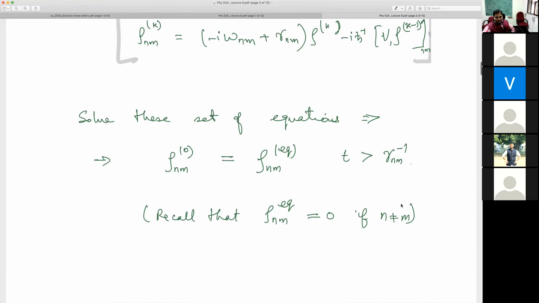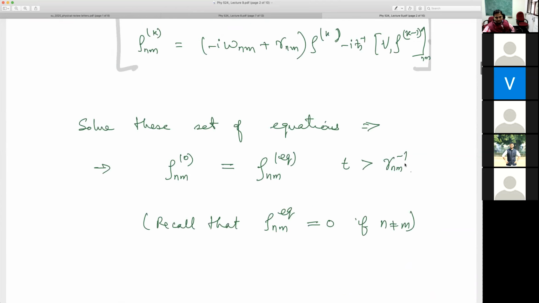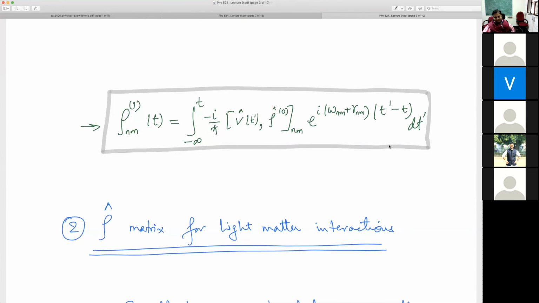And using this equation of motion, we can integrate it, and we showed explicitly that rho_nm^(1), a time dependent function, I can write as the integral from minus infinity to t of V(t') rho^(0)_nm times this integrating factor, which is e to the power i(omega_nm plus gamma_nm). Again, there is a typo here, so the i goes inside the bracket with omega_nm. So e to the power (i omega_nm plus gamma_nm) times (t' minus t), where the integration is over dt'. This we showed explicitly in the last class.